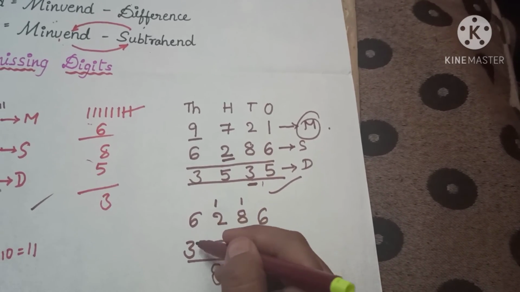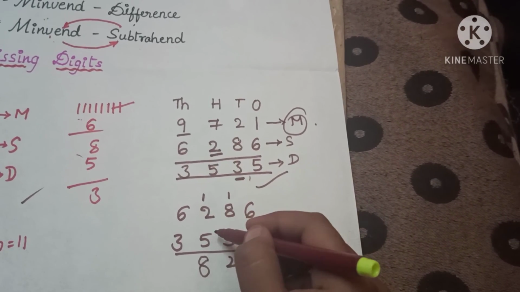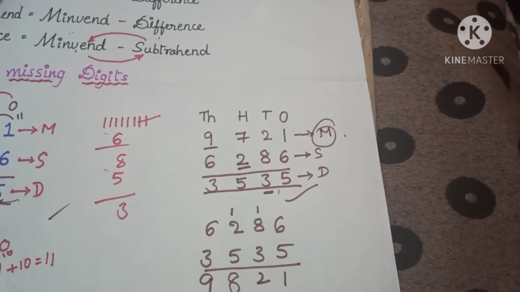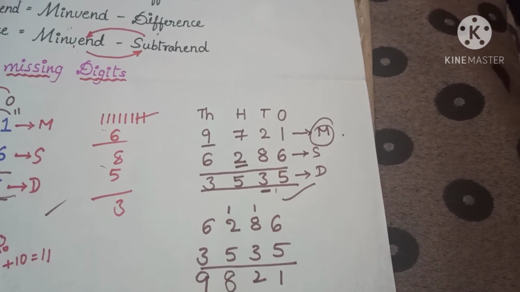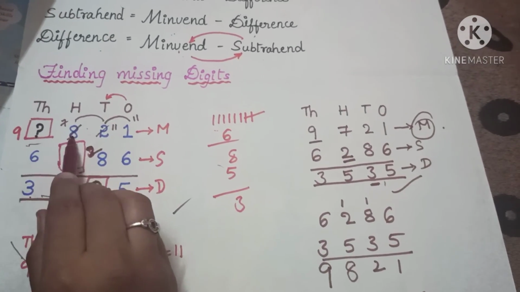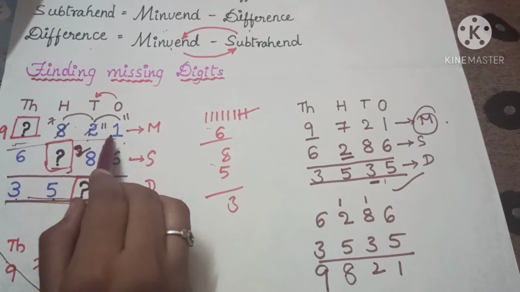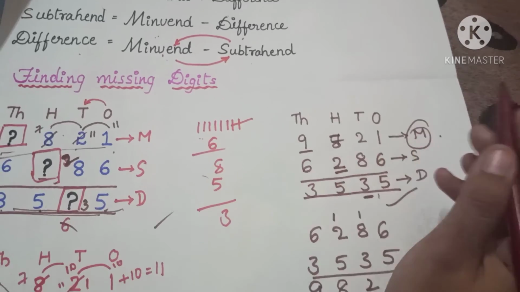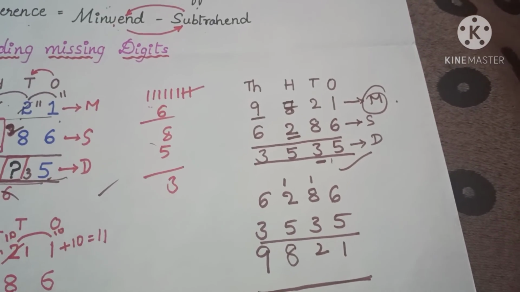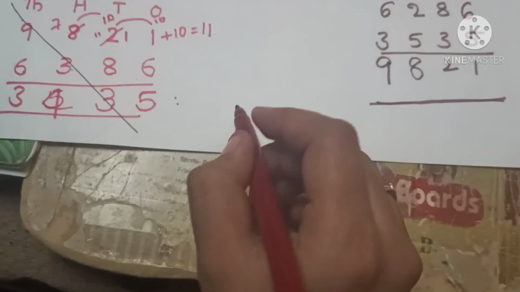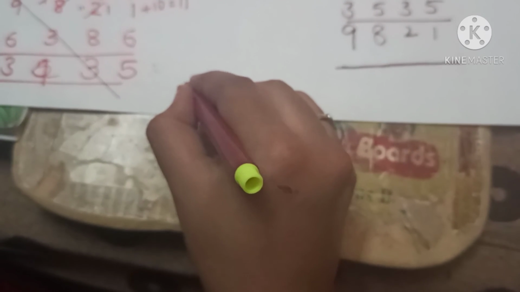And 6 plus 3 gives you the value of 9. Is it right? Yes. Here we have the minuend, that is 9, 8, 2 and 1, where 9, 8, 2 and 1, so our obtained value is true. Yes, my dears, I hope you have understood the concept of finding the missing digits, and thank you.